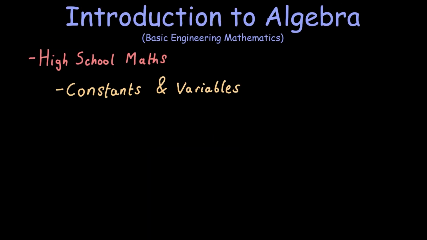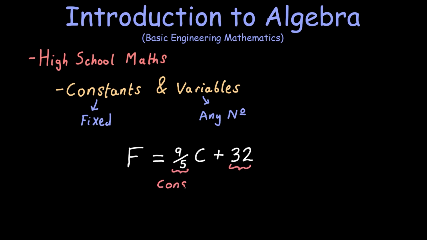The symbols and letters in an equation can either be constants or variables. Now, constants are numbers in an equation that are fixed. In other words, they never change their value. An example is the 32 and the 9/5 values in our Celsius converter equation. The C and the F symbol, on the other hand, are called variables. These symbols can represent any one of a collection of real numbers.